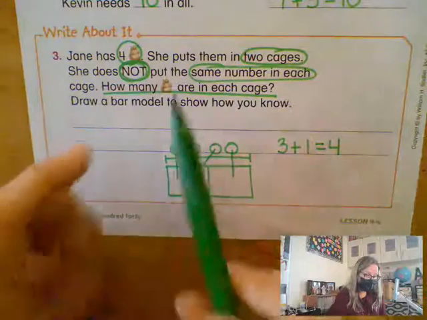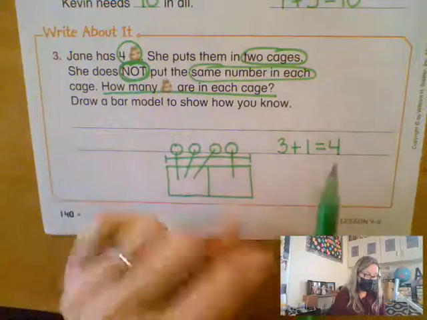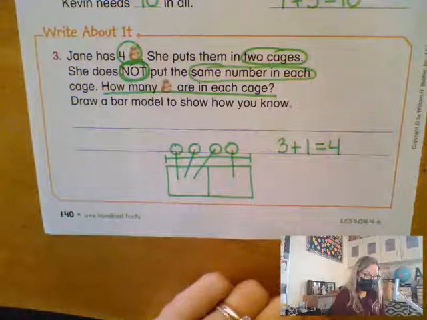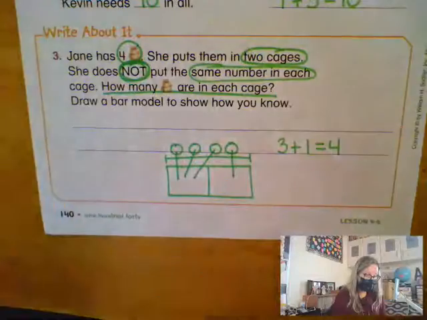Did we meet the criteria? They do not have the same in both cages, and the total is 4. Did he do it? Yeah. Nice job. Let's go to the top of the next page now.